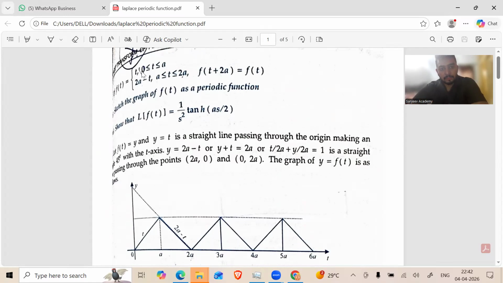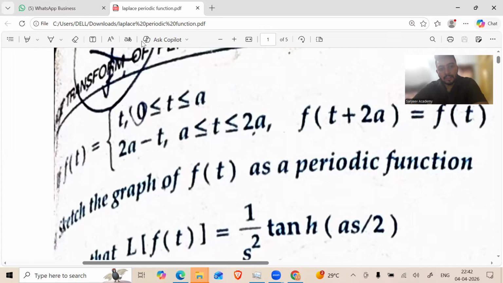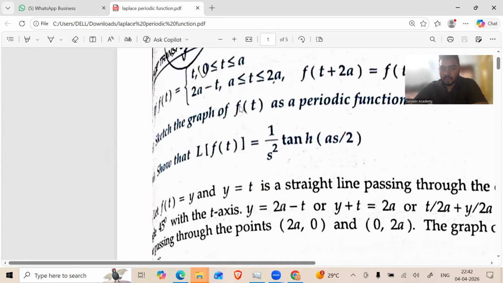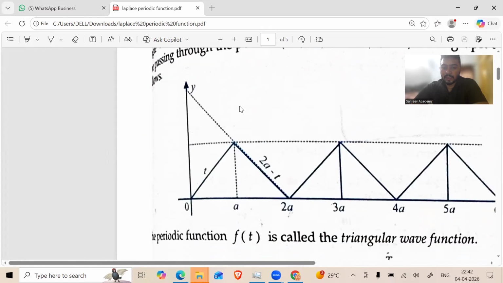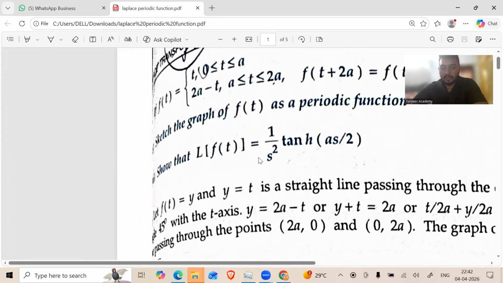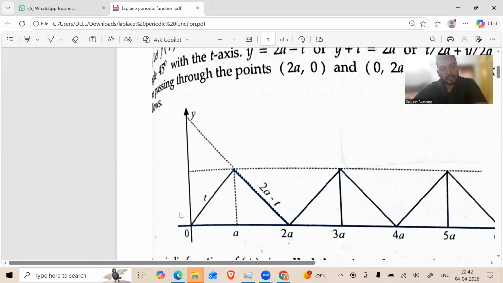First thing is, see the graph properly. If I want to zoom it, I'll zoom everything. 0 to A, you know how to do it, right? Like 0 to 1, 1 to 2, something like that. Same thing. So this is a triangular wave, basically. 0 to A, the function is t, and A to 2A, it is 2A minus t. It is given here in the question only. If you want, you can pause the video and zoom in and see. 0 to A, what is the function? t, and A to 2A, 2A minus t.